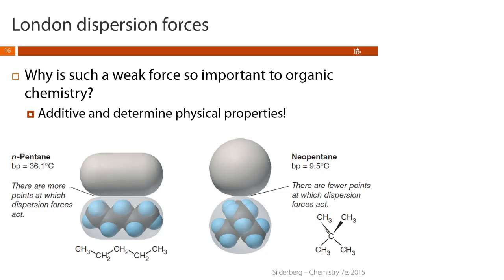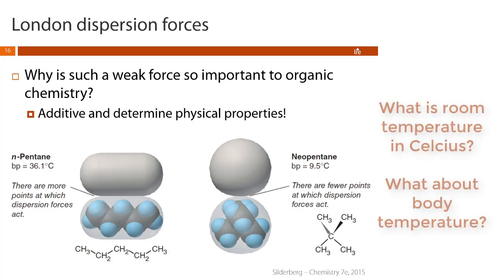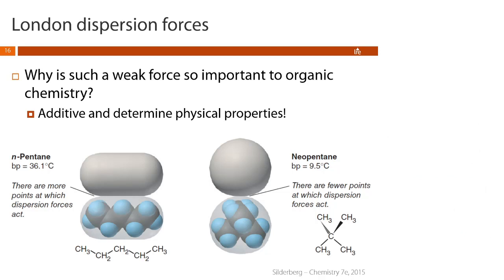So normal pentane has a boiling point of 36.1 degrees Celsius. So that means at room temperature, normal pentane is going to be a liquid. Neopentane, however, has a boiling point of only 9.5 degrees. So that means at room temperature, it's going to exist as a gas. And the reason is normal pentane has a much larger surface area than neopentane. So there's more places that 2 pentane molecules could come into contact with each other than 2 neopentane molecules.